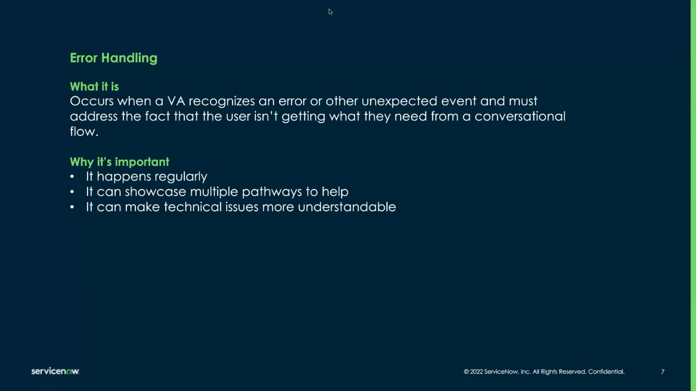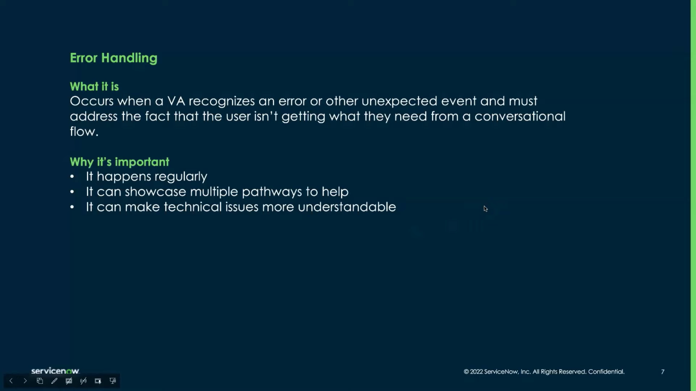It's an opportunity for the virtual agent to demonstrate empathy and understanding as it's trying to get the user on the right path. And it can showcase multiple pathways to help, meaning that it can prompt the user to ask questions in a different way. It can offer help articles. It can offer minor troubleshooting, connecting to an agent. Whatever your error handling strategy is, you need to give your user a way out and a way to get help, even if the virtual agent can't get the help it needs. It makes technical issues more understandable, which always makes frustration ease and go away when things go badly.